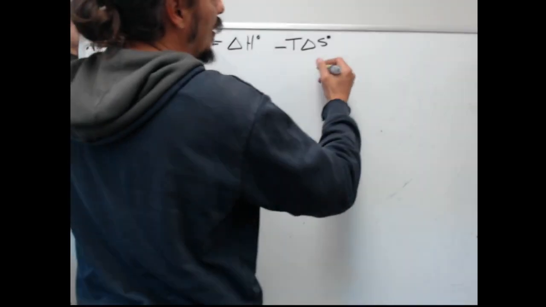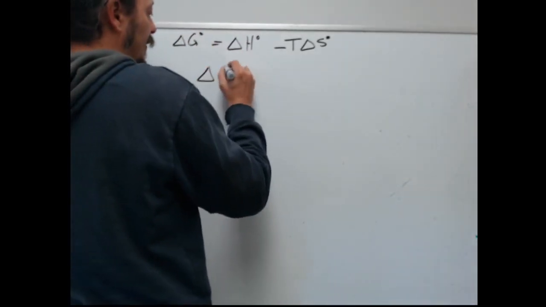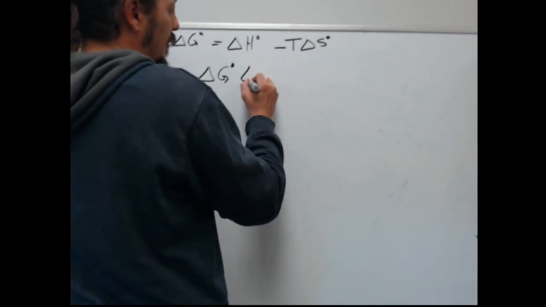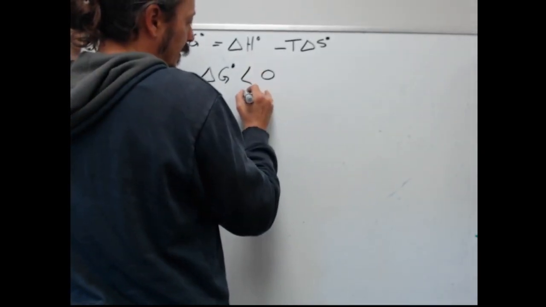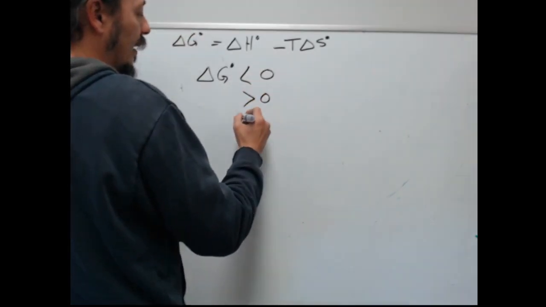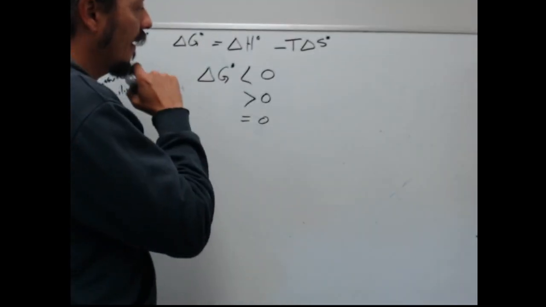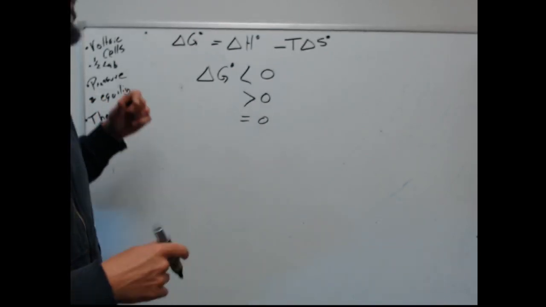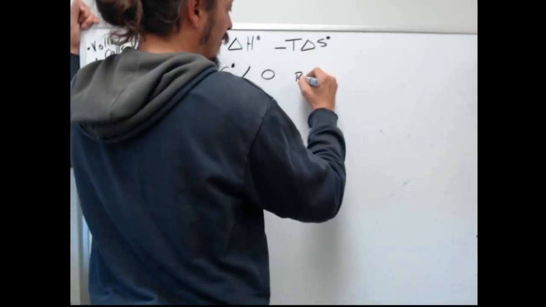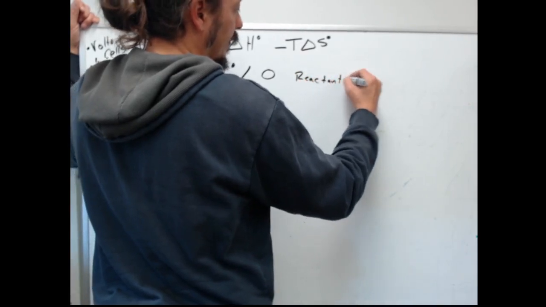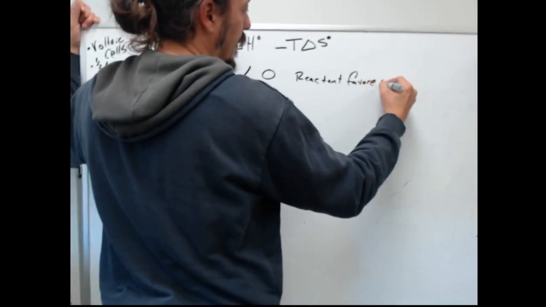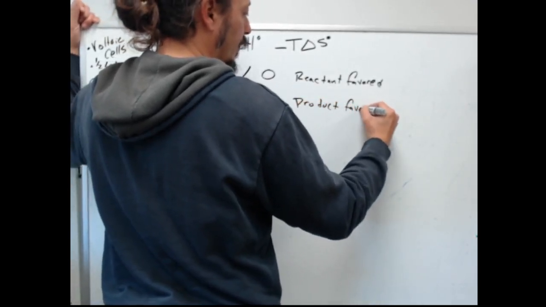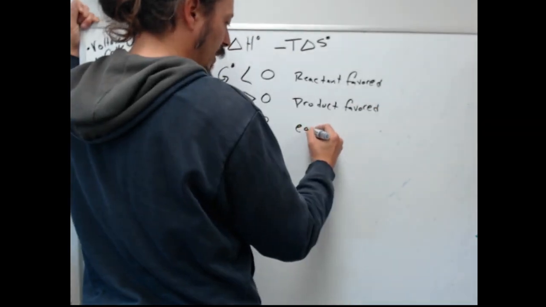We kind of came up with this idea of delta G, and we said it could be less than 0, greater than 0, or equal to 0. And this would tell us whether it was going to be product favored, reactant favored, or equilibrium. So this one was reactant favored. Product favored, and equilibrium.